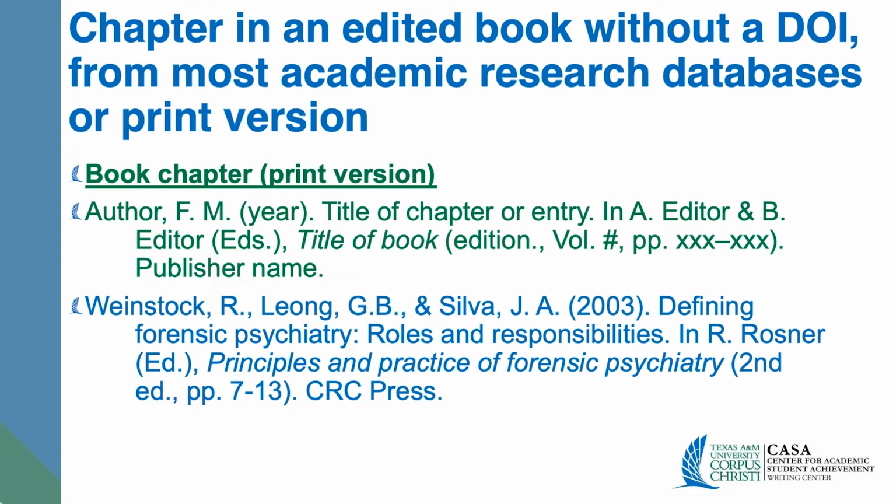The next type of citation we're going to look at is a chapter in an edited book without a DOI, for most academic research databases or a print version. So once again, like the other citations, you're going to start with the author, the year, then you're going to go with the title of the chapter or entry. Now, a note about the author. The author is not going to be the author of the whole book. That will be the editor. The author you will be referencing is the one who wrote the specific chapter.